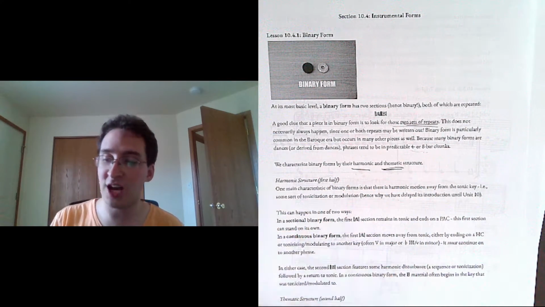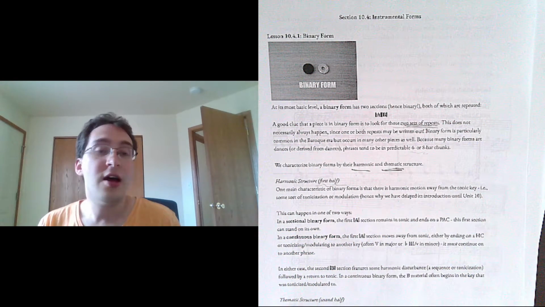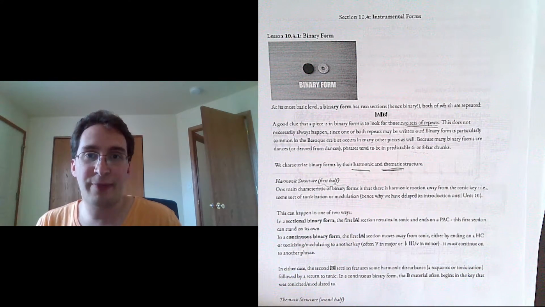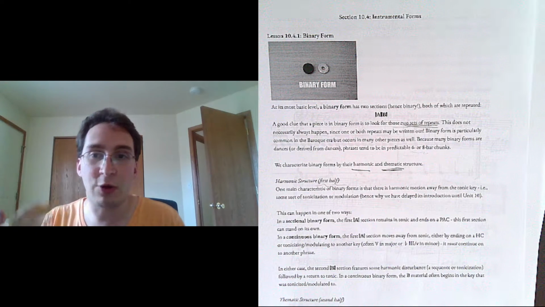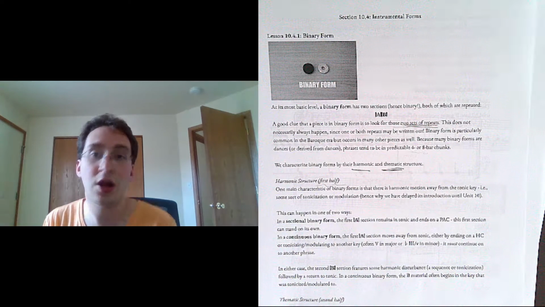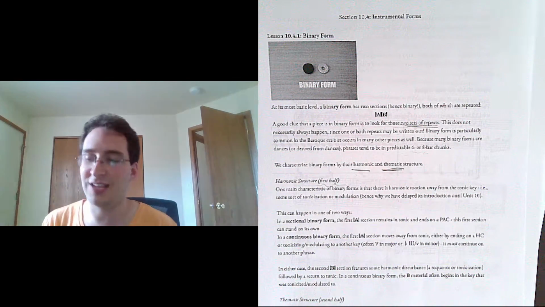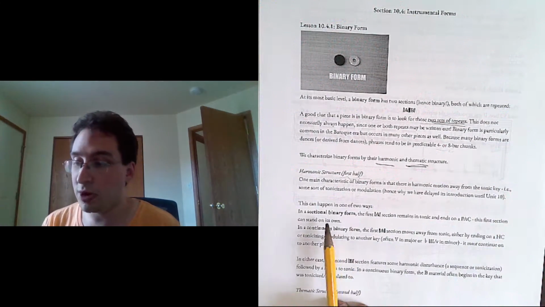So let's first talk about harmonies, and this deals primarily with the first half. One of the characteristics of binary form is that there's some sort of harmonic motion away from the tonic key, so some sort of tonicization or modulation, which is why we haven't really talked about it until now when we've talked about tonicization and modulation. This can happen in one of two ways.